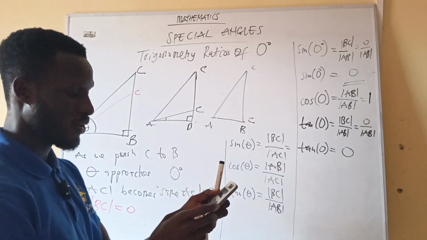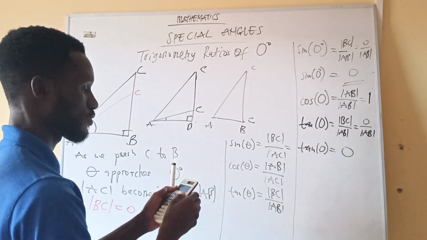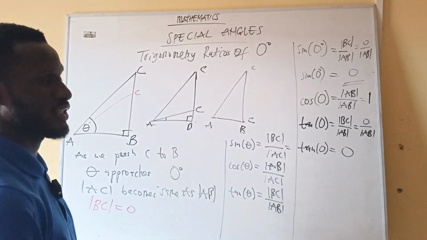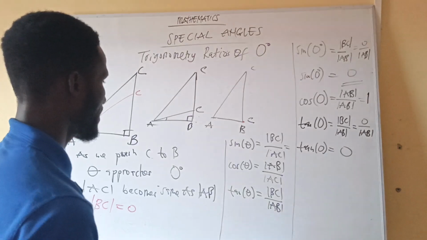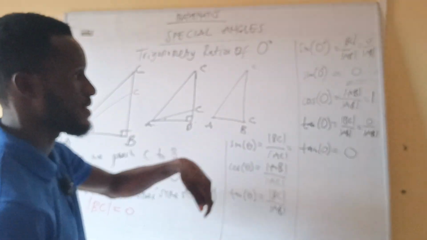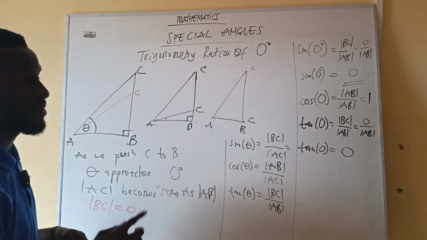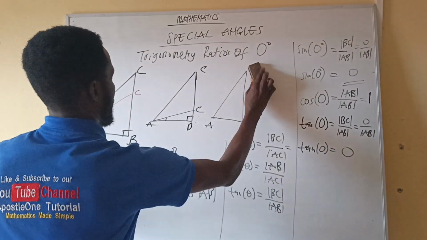So you can use your calculator to confirm that everything we are talking about is true. Use your calculator to confirm everything. You get it? Now, at the same point, let me talk about the other trigonometry ratios.